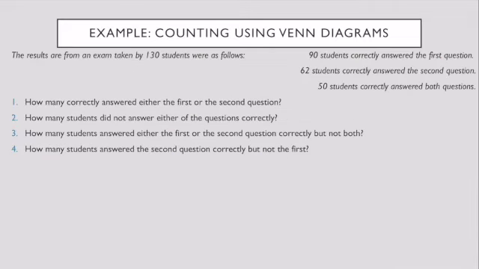The results from an exam taken by 130 students were as follows. 90 students correctly answered the first question. 62 students correctly answered the second question, and 50 students answered both questions. We're going to draw a Venn diagram of this, fill in our regions, and then we're going to be able to answer the questions above. So here I've got my Venn diagram. We're going to name the groups F and S. F for first question, S for second question.